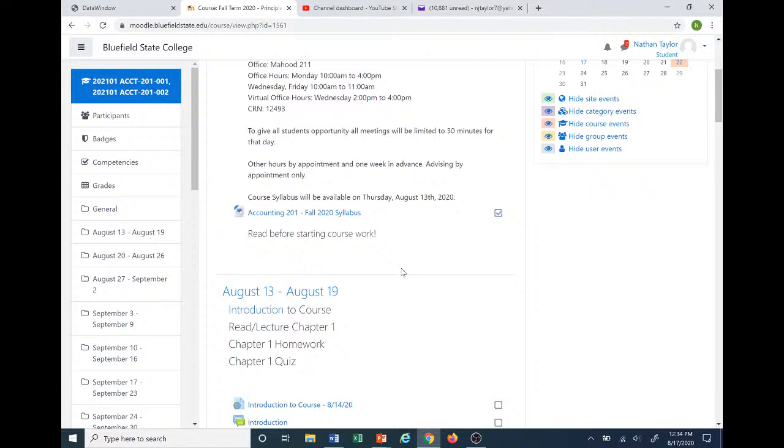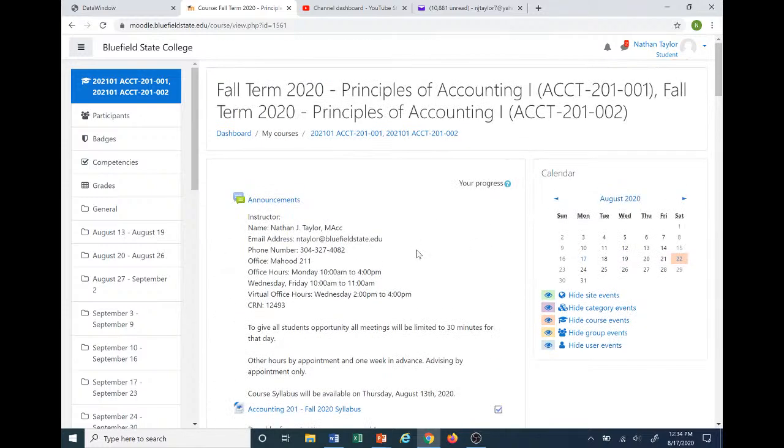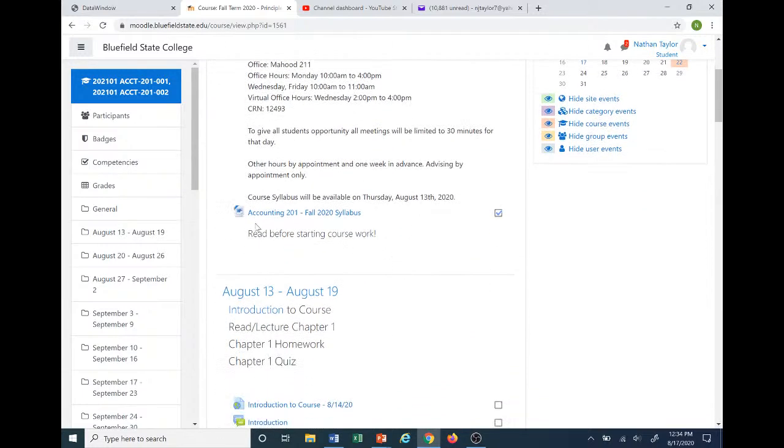Just want to go over a few things before we get started on the Chapter 1 lecture. Recall that we're in our Moodle shell, at the top of it. Accounting 201, the Fall 2020 syllabus link is located right here. Please read it before starting any of the coursework, as there is important information in the syllabus.